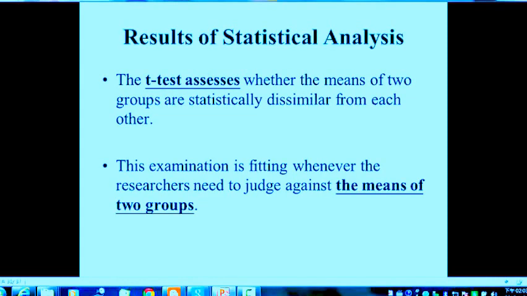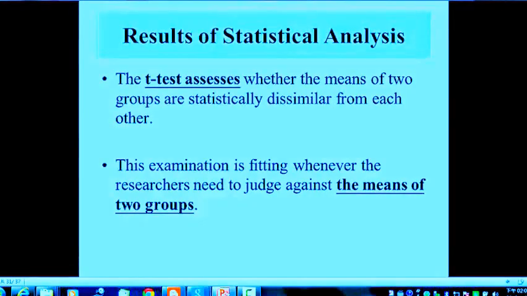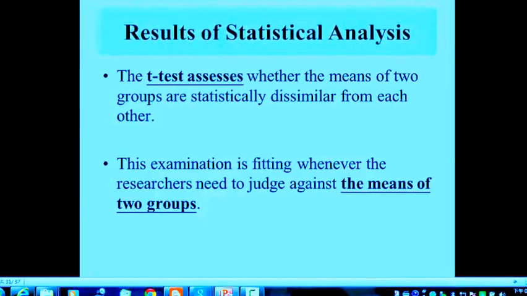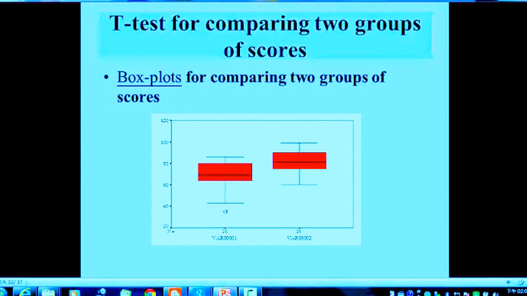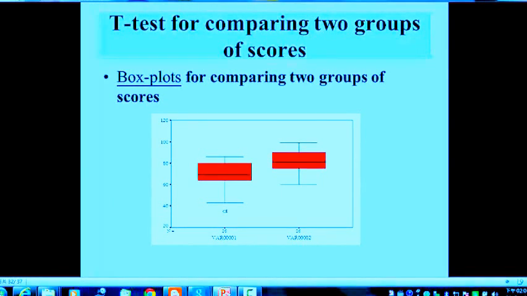The t-test assesses whether the means of the 2 groups are statistically dissimilar from each other. This examination is fitting whenever the researchers need to compare the means of 2 groups. The significant difference can be shown by the t-test. They achieve 2 different scores in the second and the first sessions.